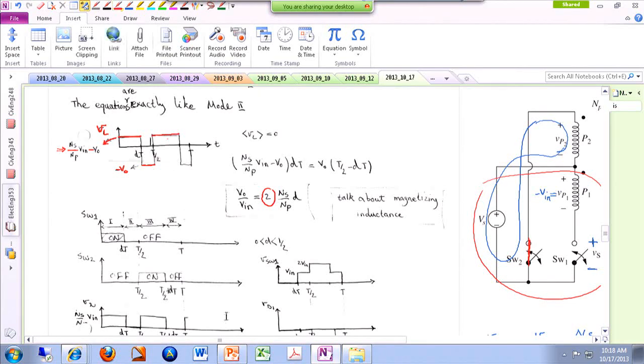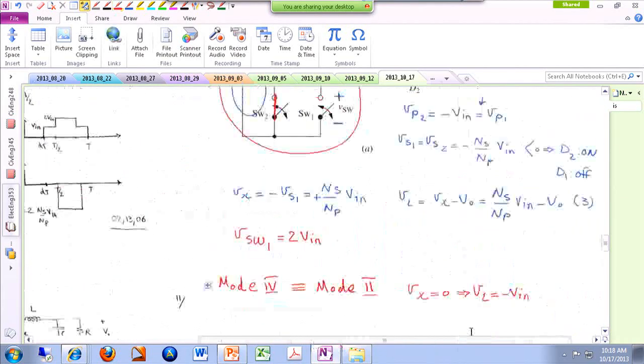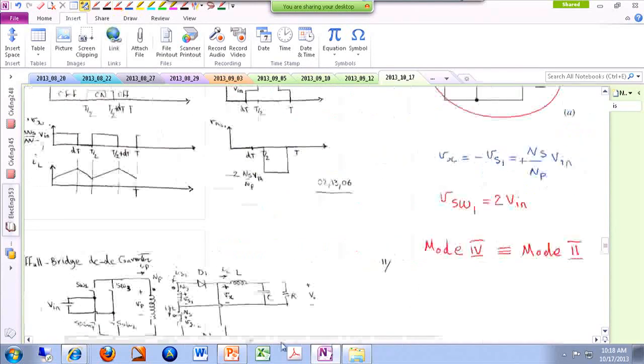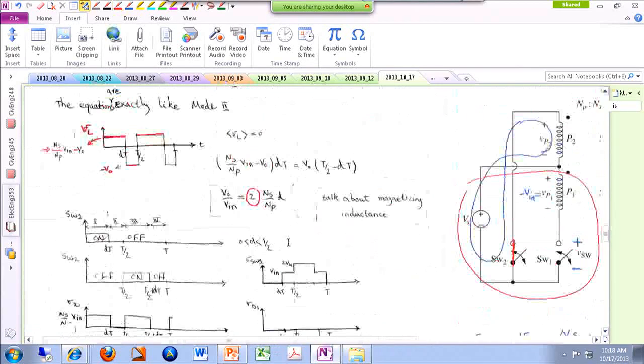We just wrote the equation over here. Equation number 3, Ns over Np times Vin minus Vout. So I'm just going to draw it over here. And the fourth mode is exactly the same as the second mode. So if you look at VL, it's like a square-shaped signal. Sometimes it's positive, sometimes it's negative, but on average it should be 0.